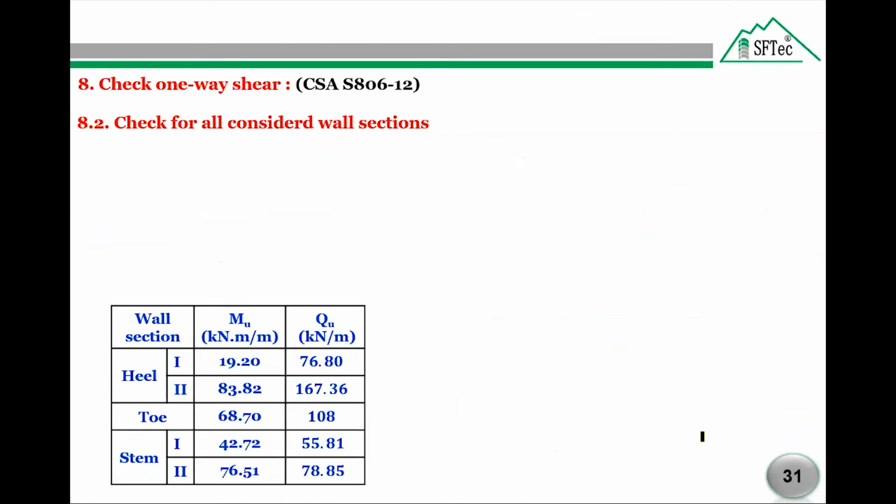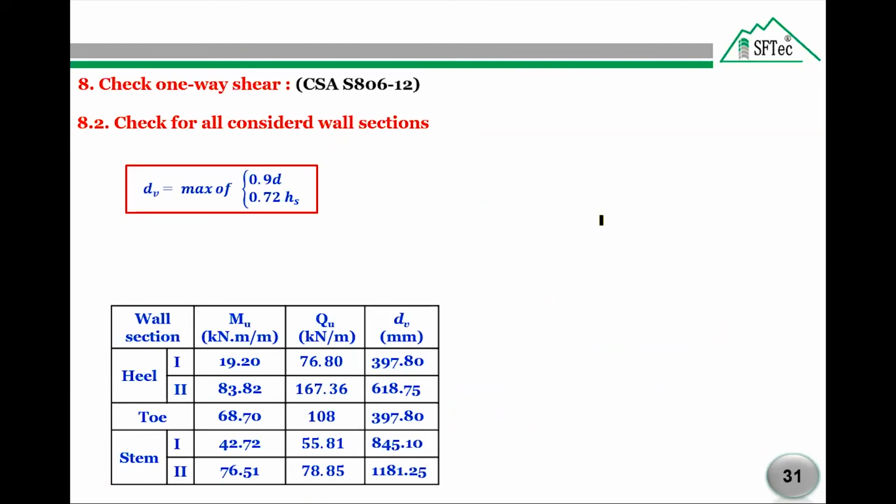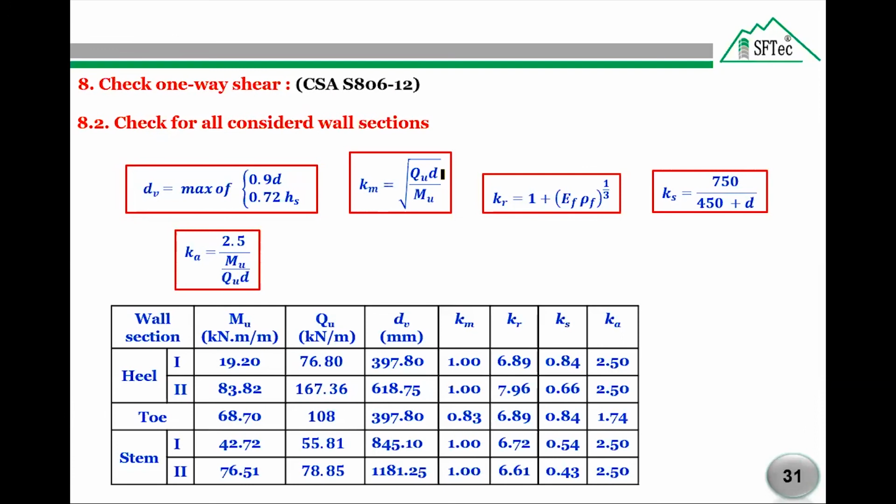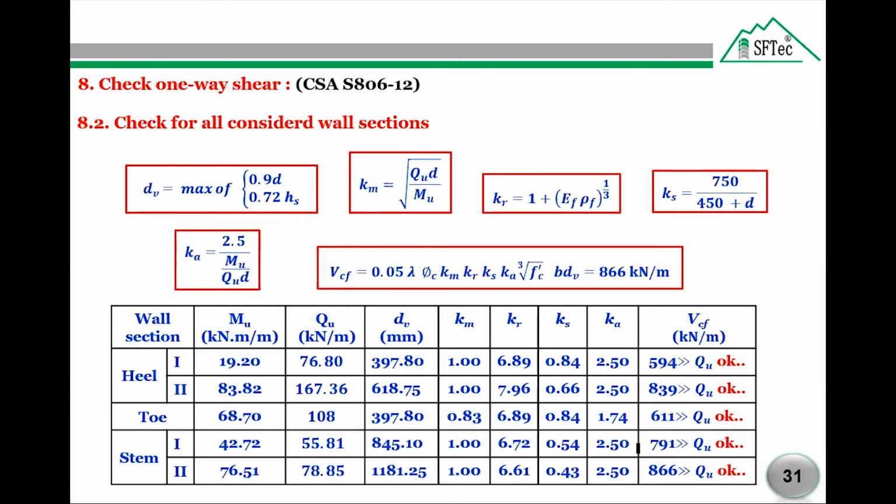In this slide, we will repeat the previous steps for all sections to check the one-way shear for every design section. First, the effective shear depth is calculated according to the Canadian standard S806 of the year 2012. Then, the one-way shear coefficients are calculated starting from Km and ending at Ka. Finally, the one-way shear can be checked by comparing both allowable and ultimate values of one-way shear for every design section. All sections are safe against one-way shear.